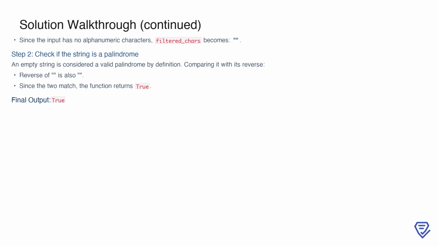By definition, an empty string is considered a valid palindrome because it reads the same forwards and backwards. When we compare the empty string to its reverse, they match, so the function returns true. This demonstrates that the solution correctly handles edge cases like empty strings, ensuring robust results for all inputs.